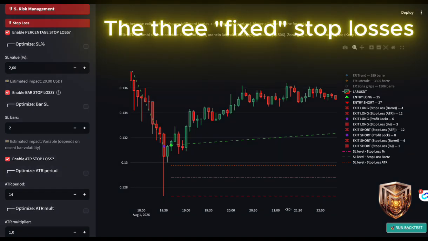All 3 lock in at entry and don't move on their own. That's what BE and trailing are for, coming up. Percent stop, fixed distance, same for every coin. Bar stop, looks at the low/high of the last n bars, a structural level. A TR stop, adapts to that coin's volatility.